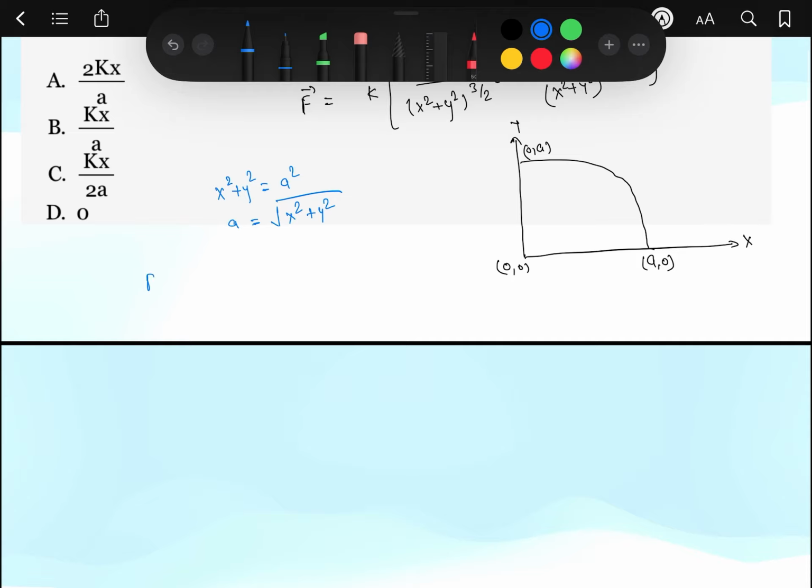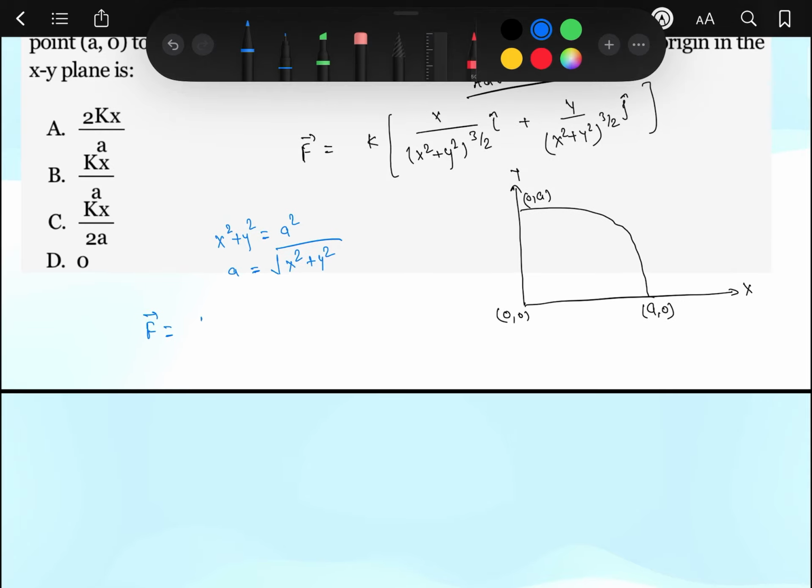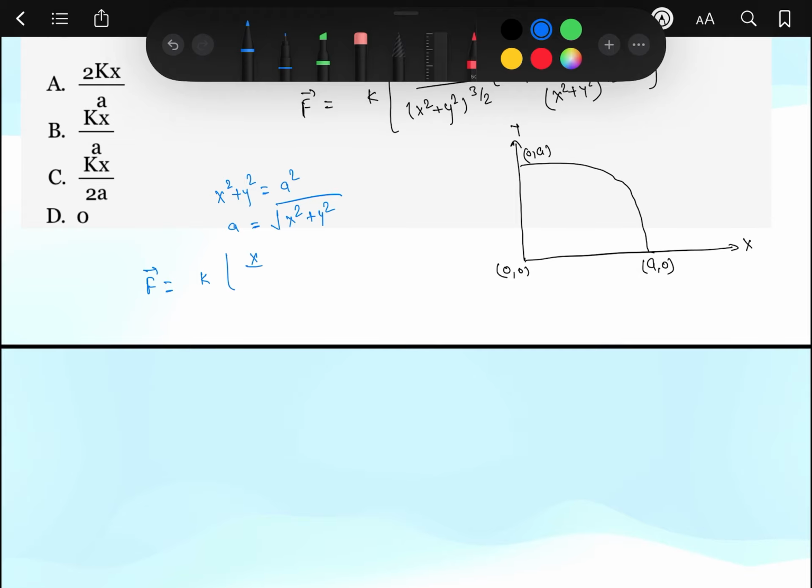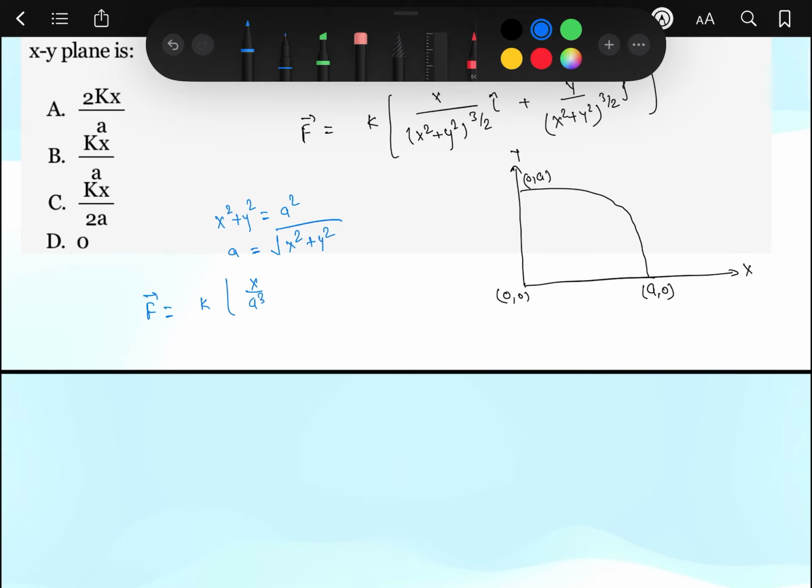So the expression for this force will be F vector is equal to k into x divided by root under x square plus y square, which is equal to a, so this will be a cube, i cap, plus similarly y divided by a cube into j cap. So this is our expression for this force.